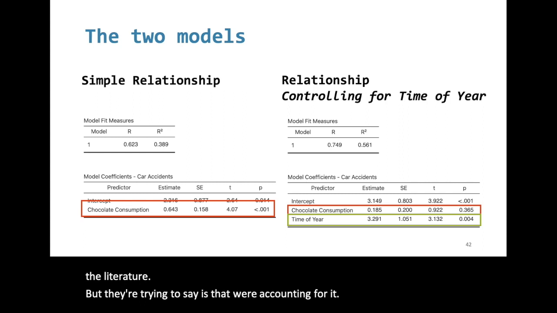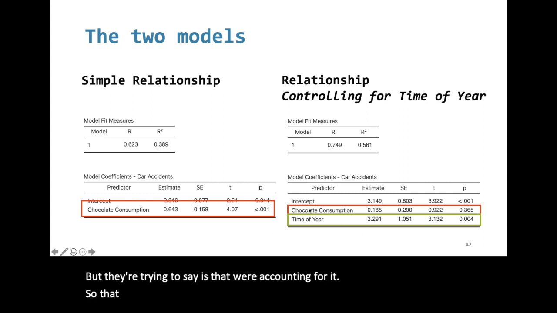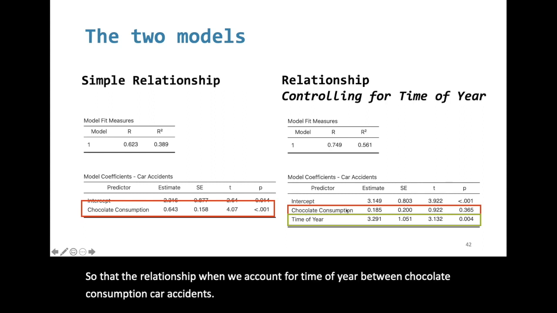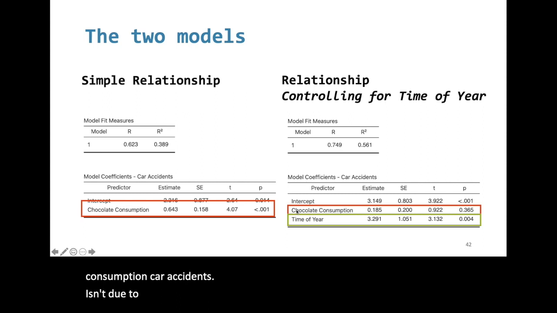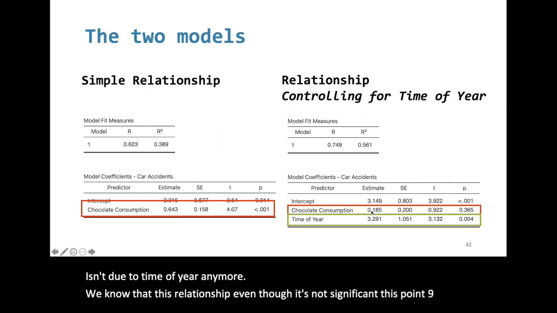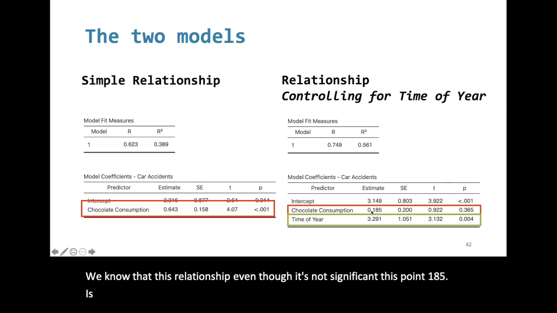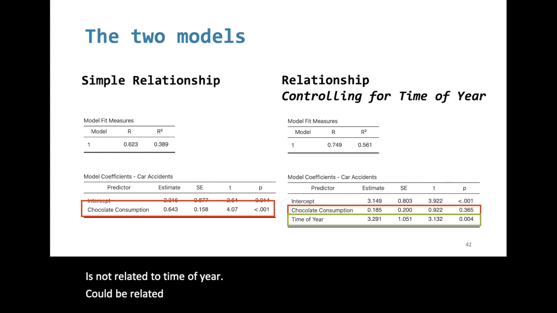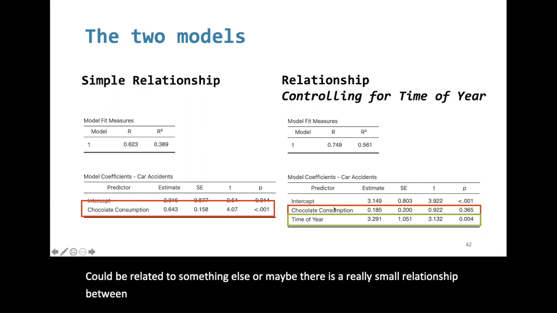So that the relationship, when we account for time of year, between chocolate consumption and car accidents isn't due to time of year anymore. We know that this relationship, even though it's not significant, this 0.185, is not related to time of year. Could be related to something else, or maybe there is a really small relationship between chocolate consumption and car accidents, but it's not due to the time of year.